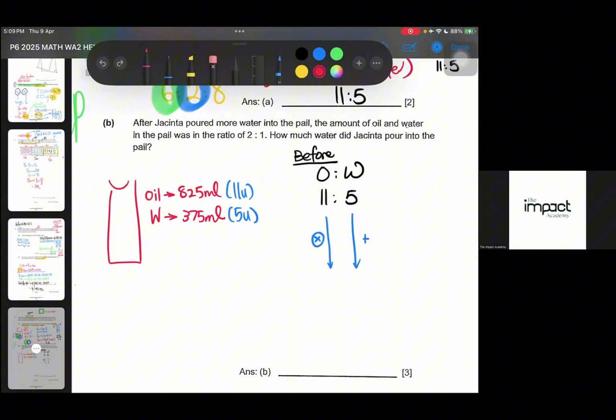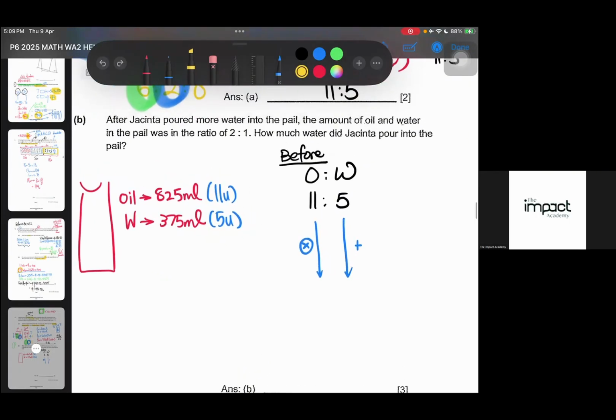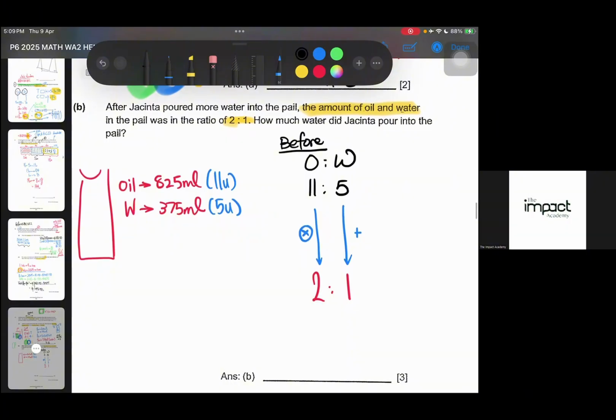So over here, we know that the question then went on to say that the amount of oil and water in the pail was 2:1. So oil to water is 2 to 1. From here itself, you obviously see that something has to be made the same. Oil. Why? Because oil is supposed to be common. So you times 11, you times 11, you times 2, you times 2, right?